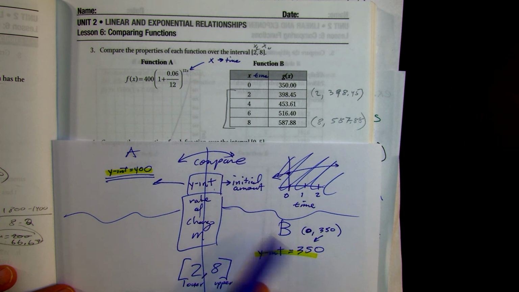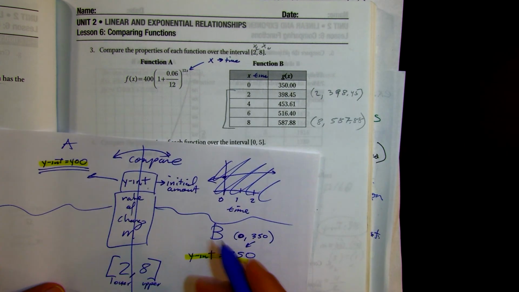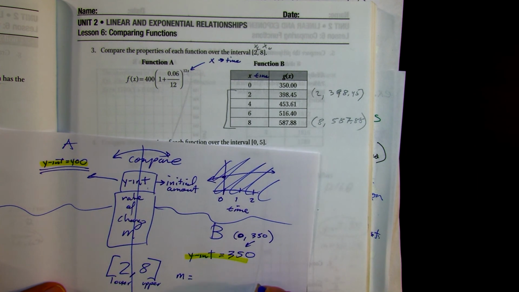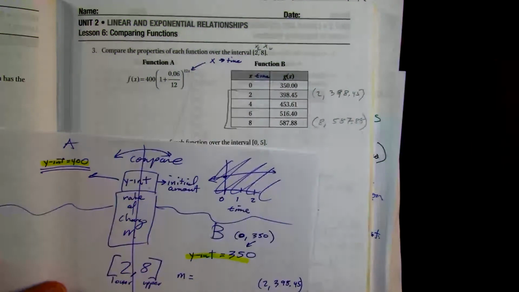B is easier to find the slope. So I want to do it for B first. And what I know is I'm looking at the slope between 2. So I'm looking for the slope. It's between (2, 398.45) and (8, 587.88).